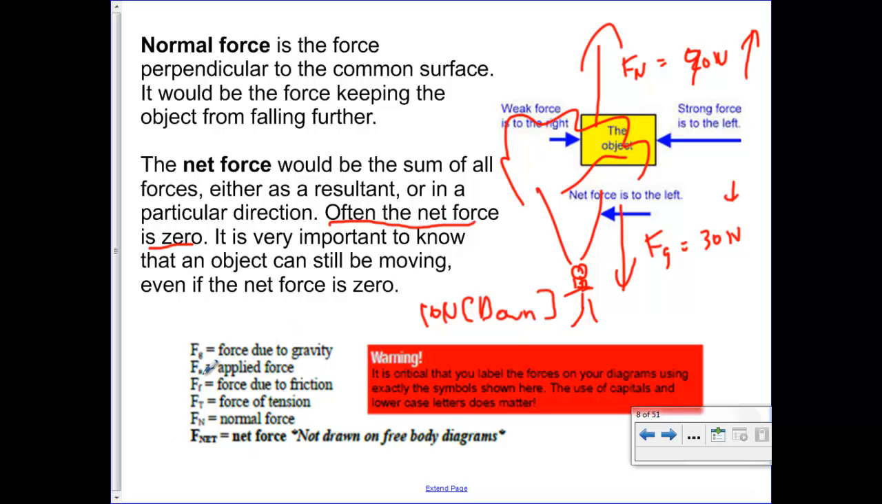So you could have F, that's an A, I think. Does that show up better for you guys? Sorry. FA, applied force. Forces due to friction, forces due to tension, normal force, and net force. So make sure that you keep track of what forces you're talking about. Long story short, I don't ever want to see F equals 10 newtons. That's not good enough. I need to know what kind of force we're talking about, because there's going to be a lot.